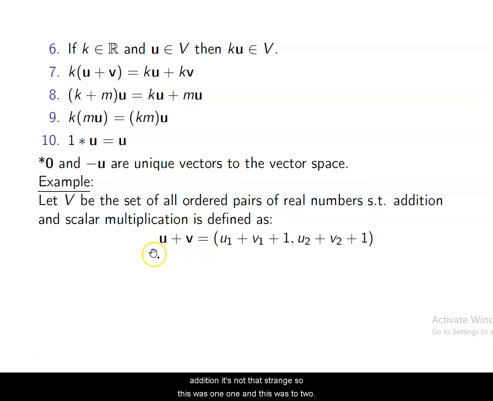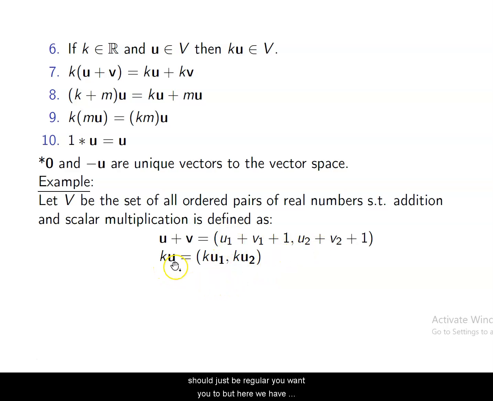Okay, it's not that strange. So if this was 1, 1 and this was 2, 2, instead of adding them together and getting 3, 3, I would get 4, 4. I'm just bumping the numbers up by 1. Okay. Now for scalar multiplication, it looks like this. Sorry for the boldface. This should just be regular u1, u2.